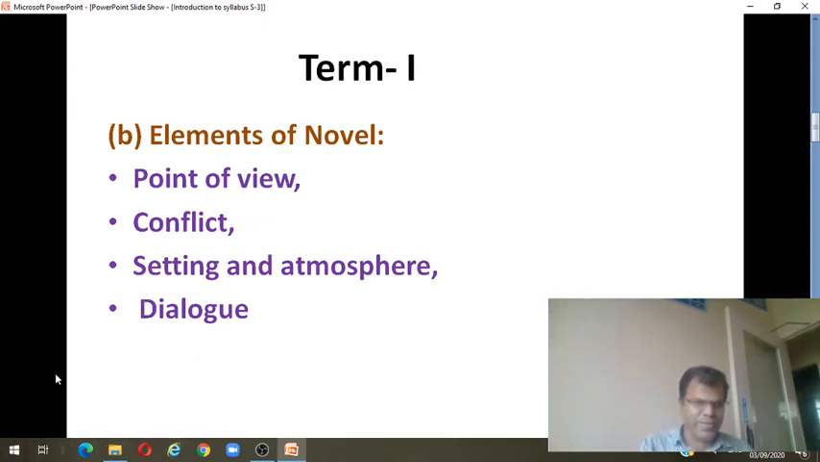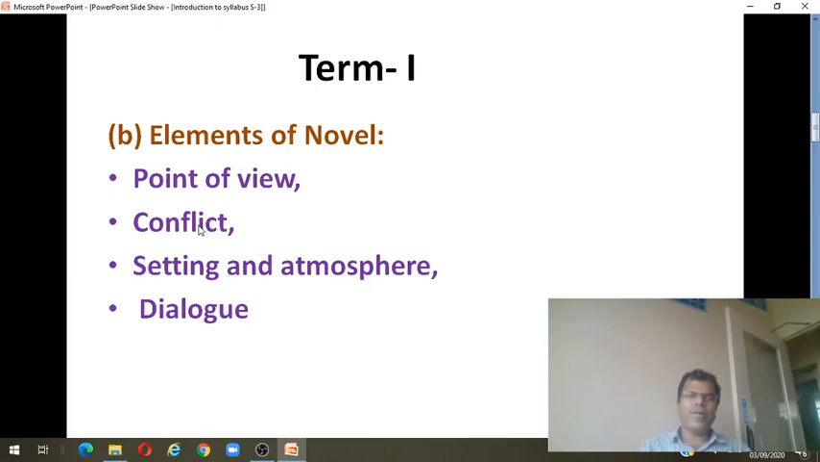Conflict means struggle. Without conflict, there can't be a novel. The main protagonist has to fight with something or somebody. So it is the conflict. Setting means the time, place, and the social milieu in which the action of the novel takes place. Atmosphere means the general environment in which the action of the novel takes place. So, setting and atmosphere are related with each other.